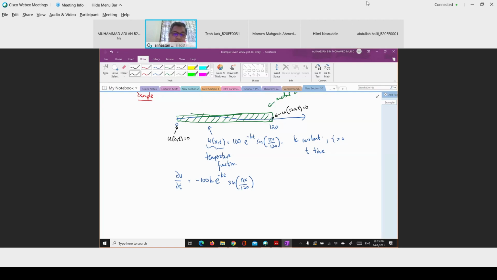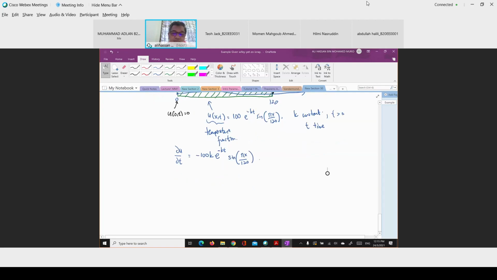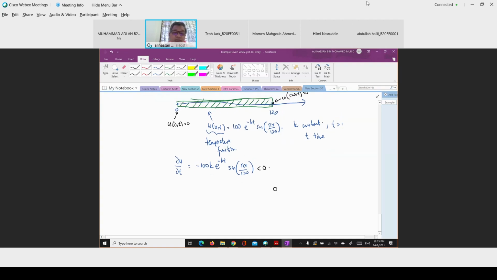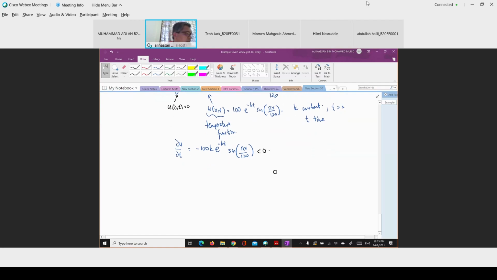But you can see here, this is less than 0 because of the negative sign. So that means we have a cooling. The metal bar is cooling as time varies. This shows that the bar is cooling at all points x between 0 and 120. Because it's negative, that means the temperature is decreasing.